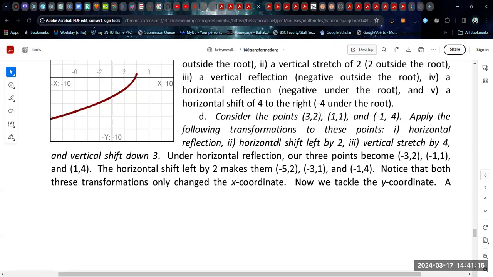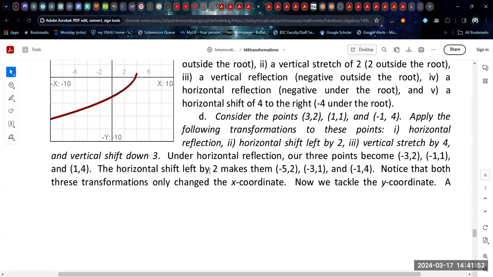So here we're going to apply the following transformations to these points: a horizontal reflection, a horizontal shift left by 2, a vertical stretch by 4, and a vertical shift down by 3. So we have 4 total transformations. Under the horizontal reflection, we're going to apply that reflection to the x points only because horizontal affects the x coordinate. So horizontally reflected from positive to negative and negative to positive, our 3 will become a -3, our 1 will become a -1, and our -1 here will become a +1.